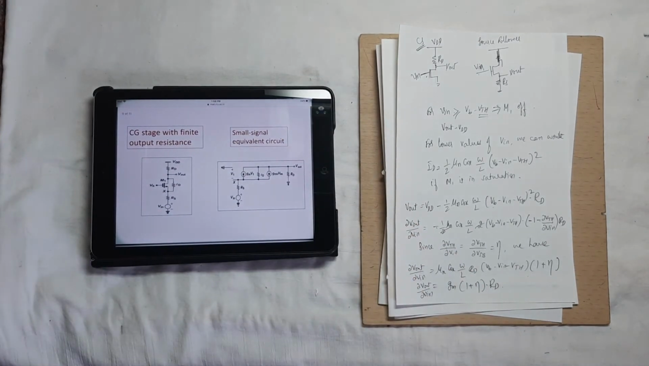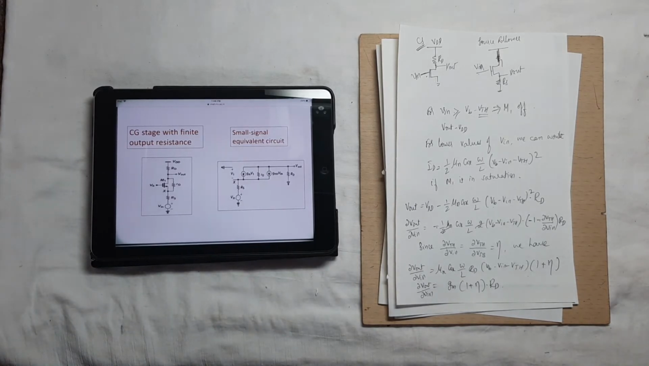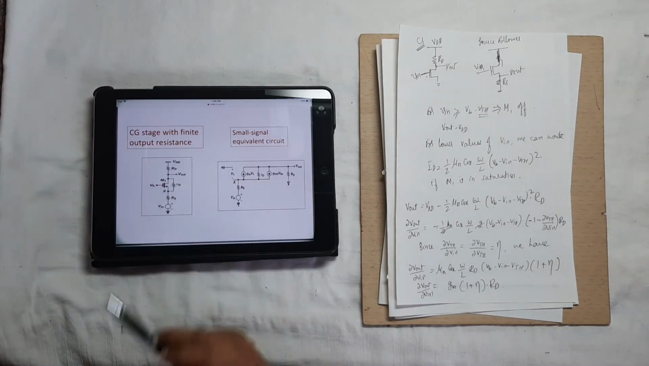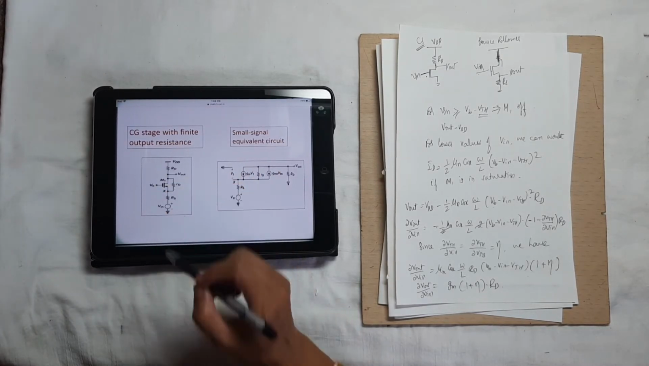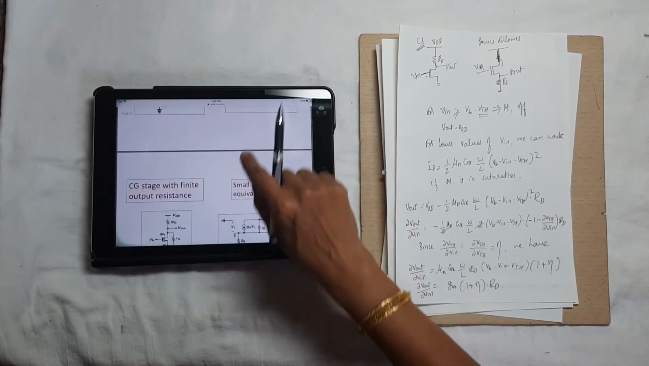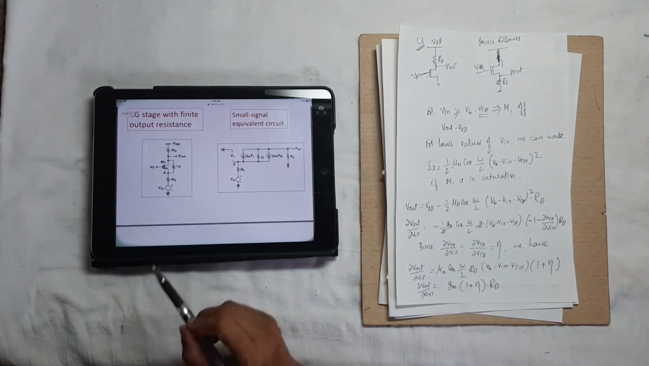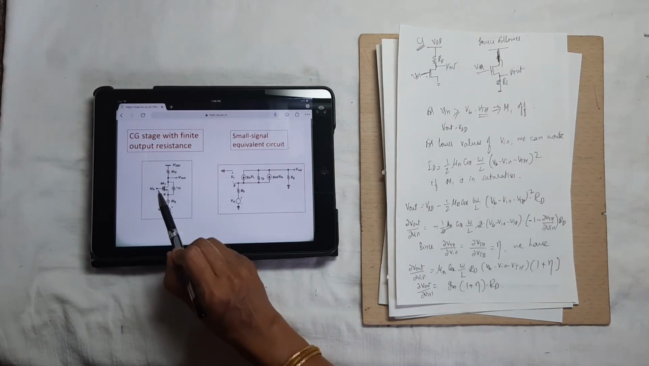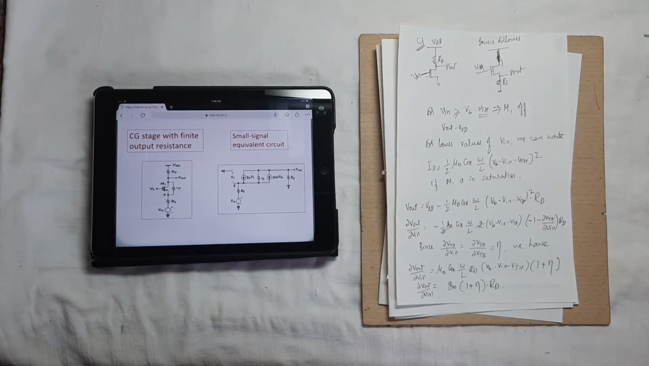We will derive the expression for the small signal voltage gain using the small signal equivalent circuit. This is the common gate stage. It is the same as this circuit, only the transistor is flipped and placed like this. We have the input voltage applied at the source terminal and output is taken from the drain terminal, and there is a bias voltage at the gate terminal.